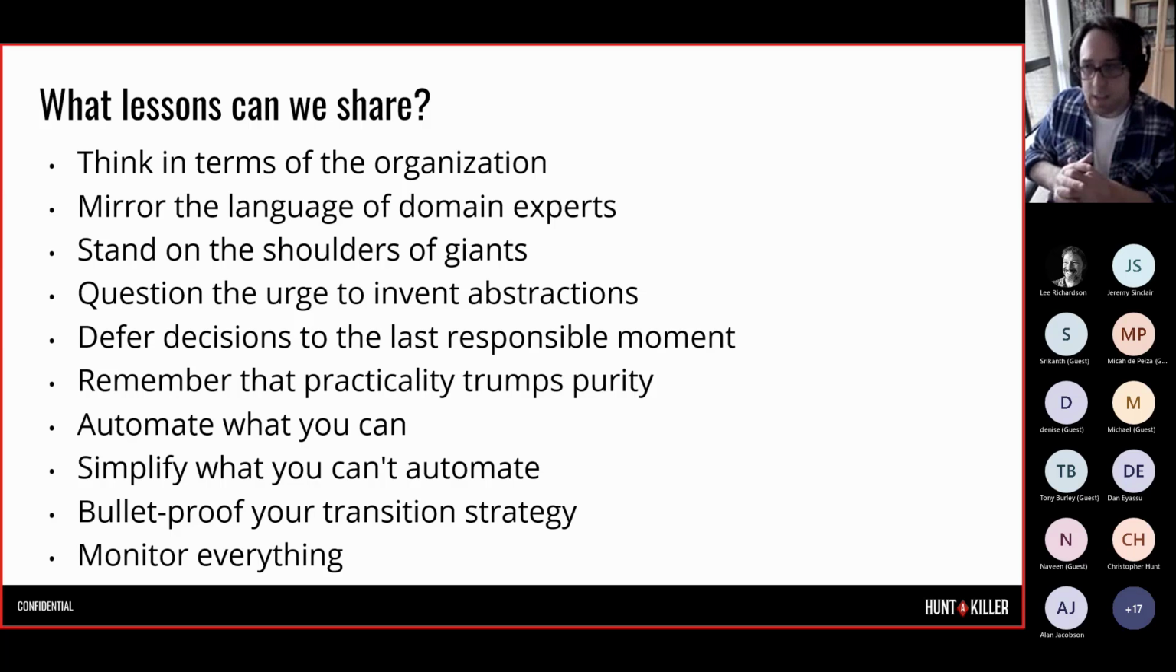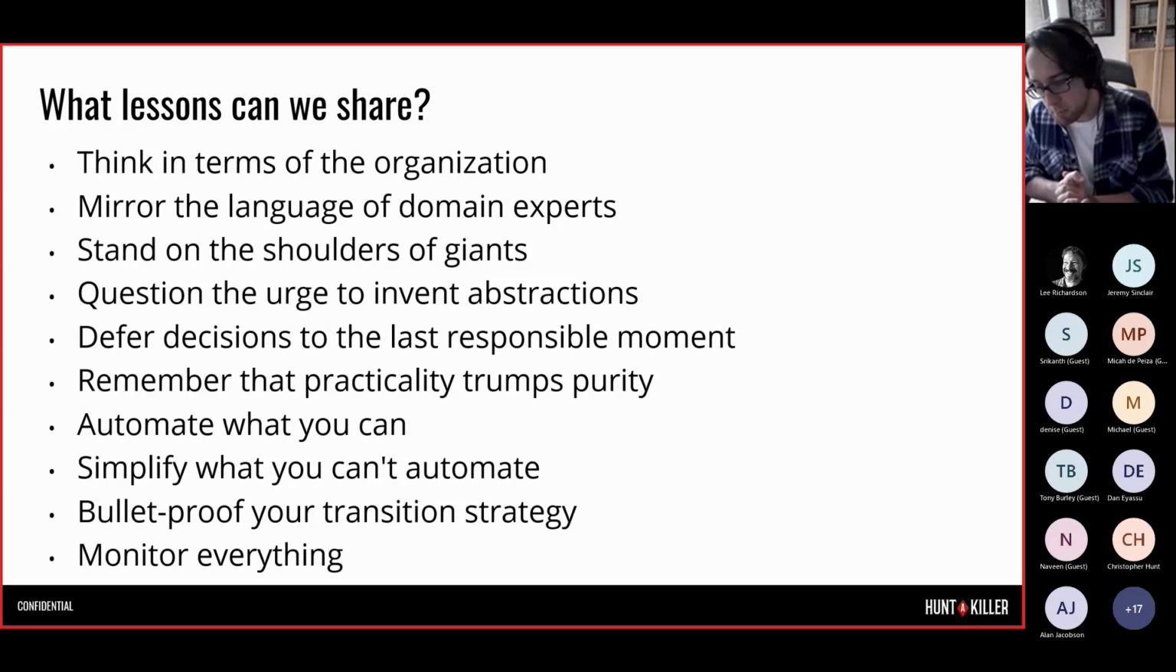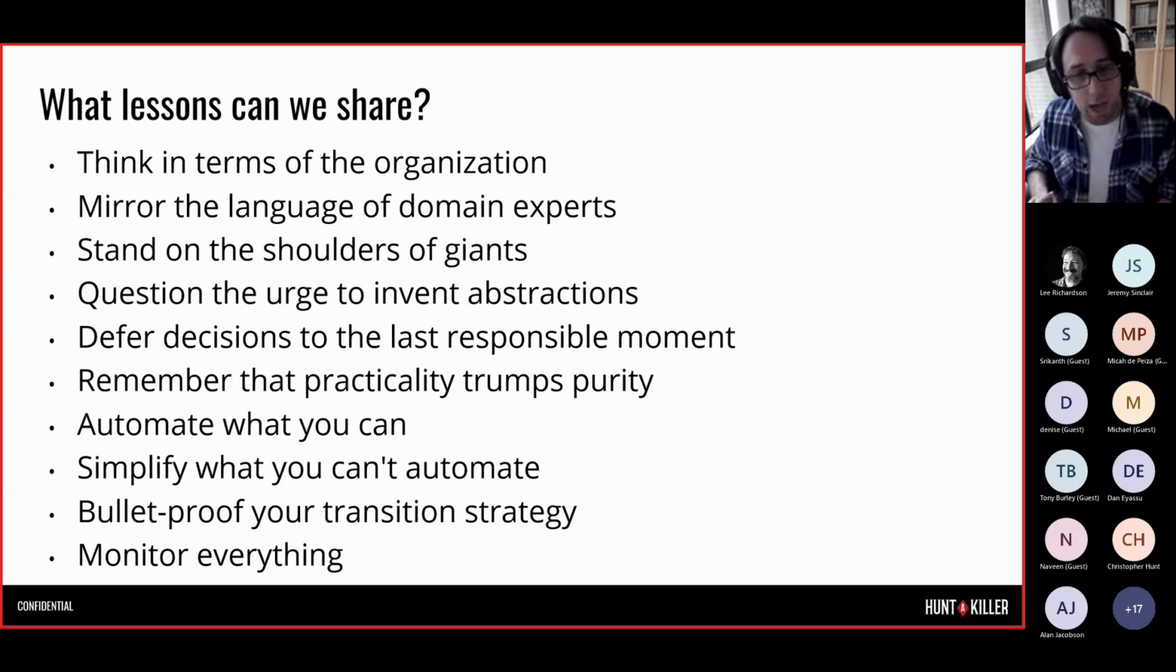The next lesson is to defer decisions to the last responsible moment. And I say the last responsible moment because there is going to be a time in your project timeline where you have to do something. You have to figure something out. You have to solve a problem.